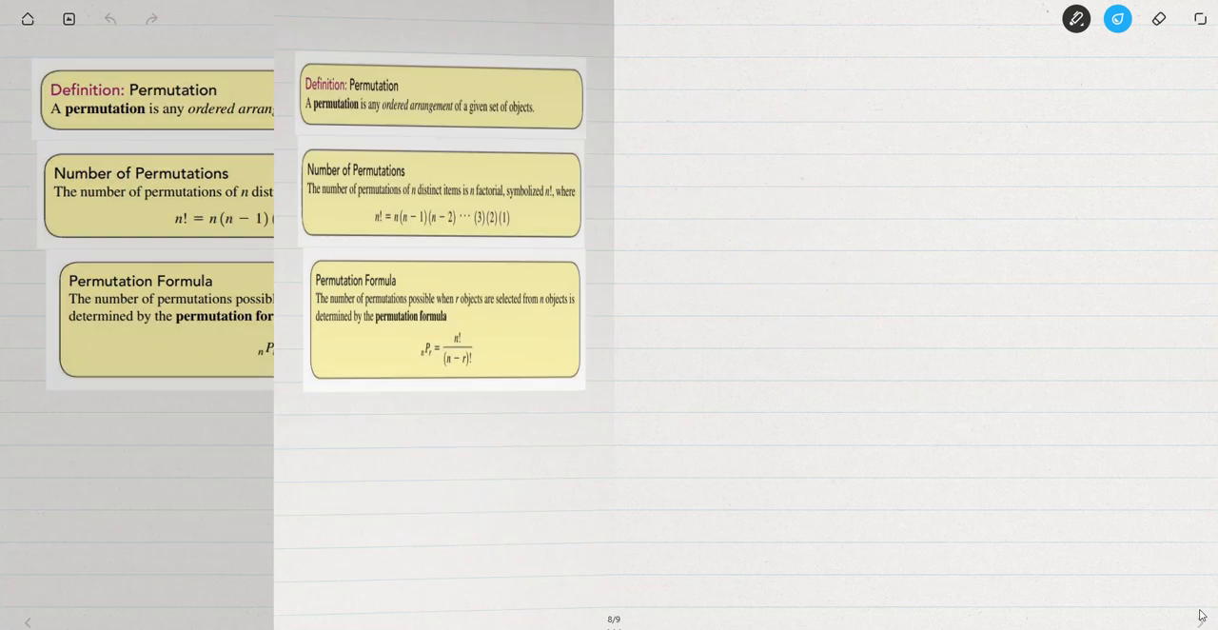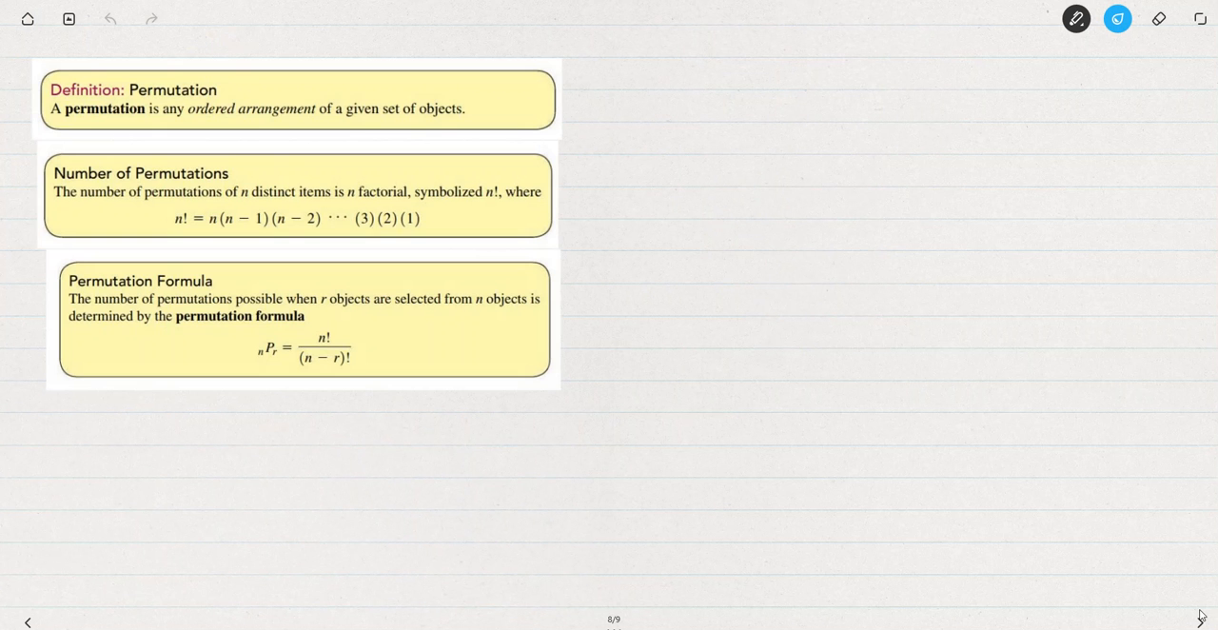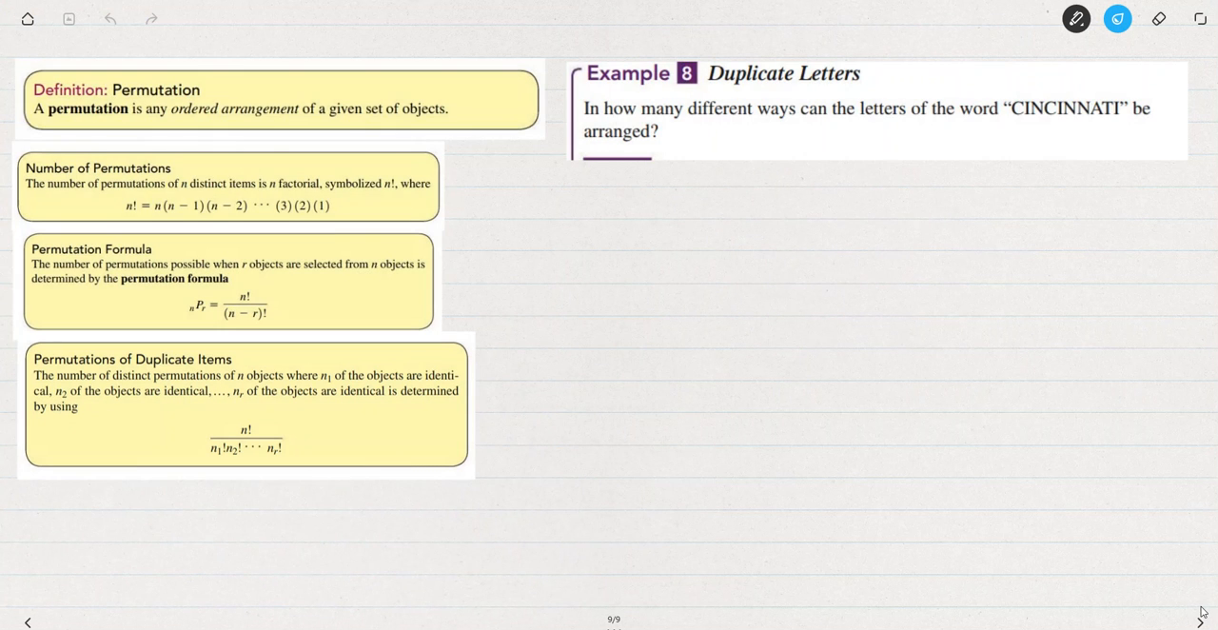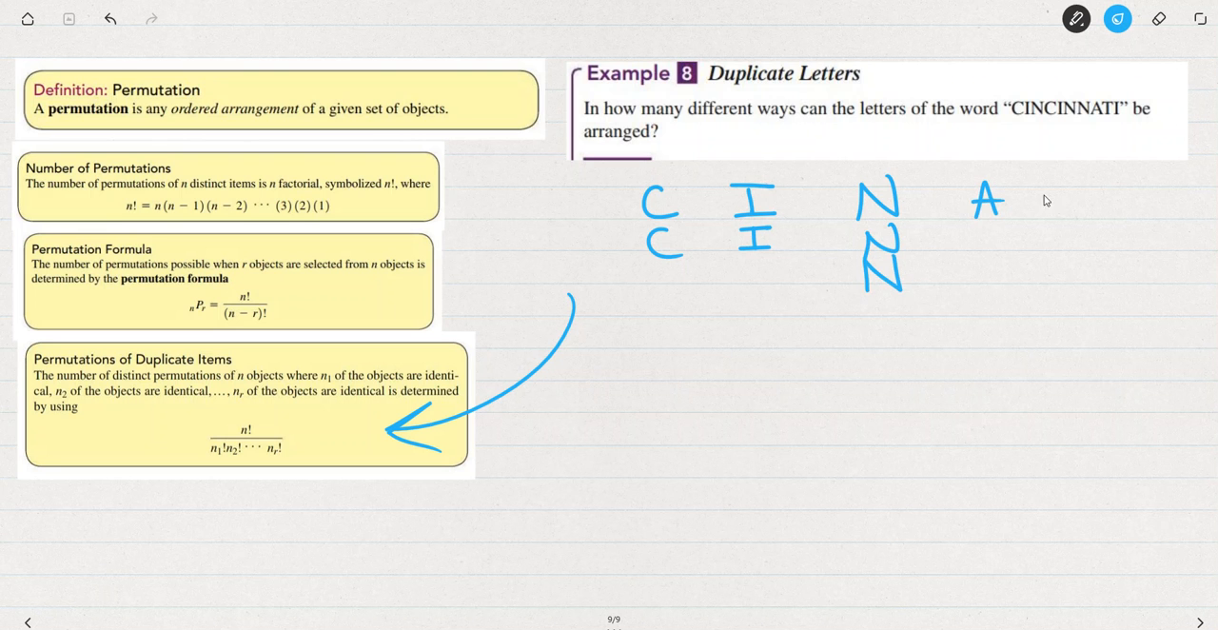Let's do one last example, an example where you would have some repeats. So we've got some letters to choose from, and I'm going to put these in order so that I can see where we get repeats. C-I-N, C-I-N-N, A-T-I. So notice I have 2 C's, 3 I's, 3 N's, an A, and a T.